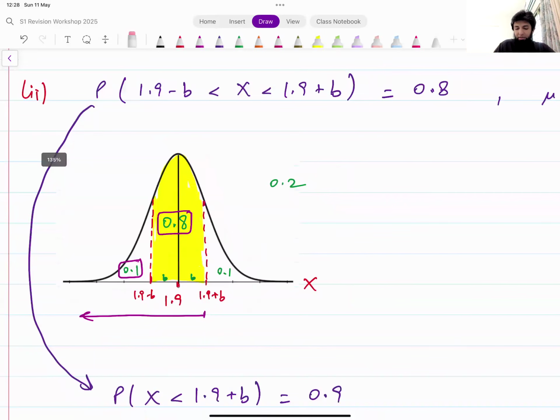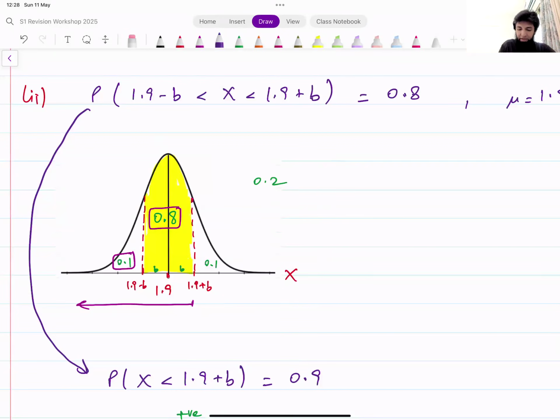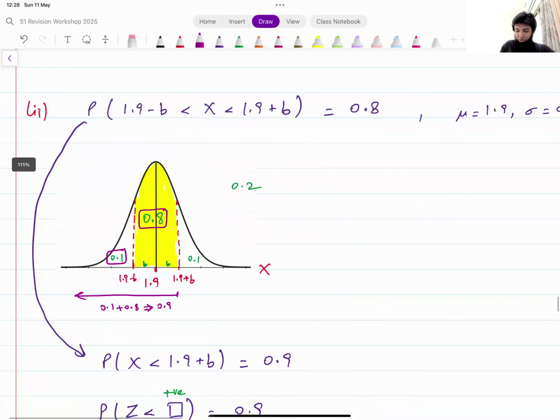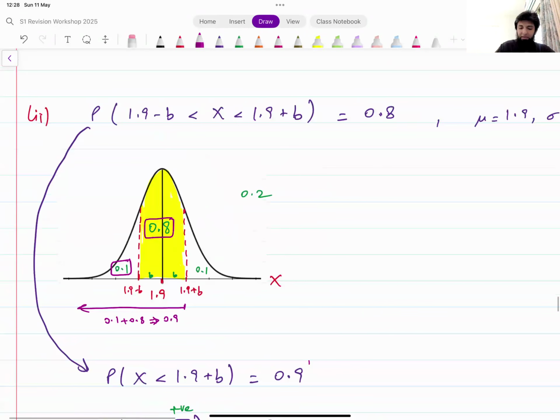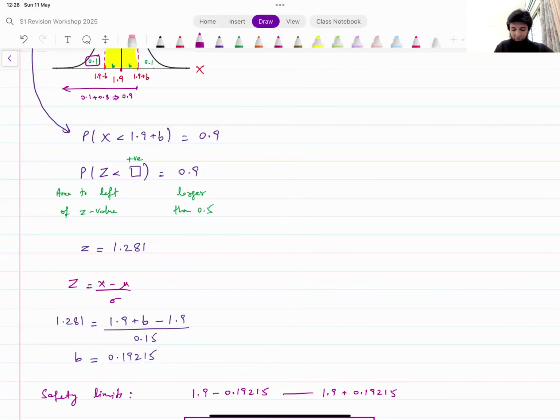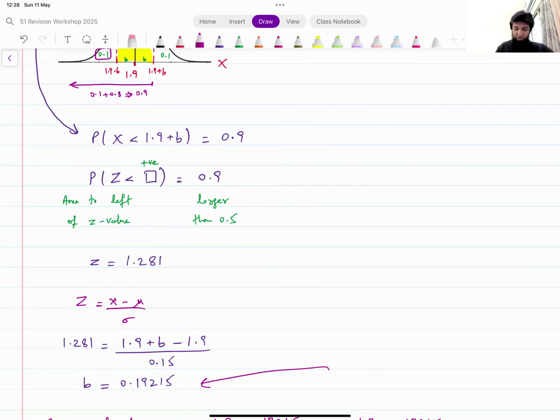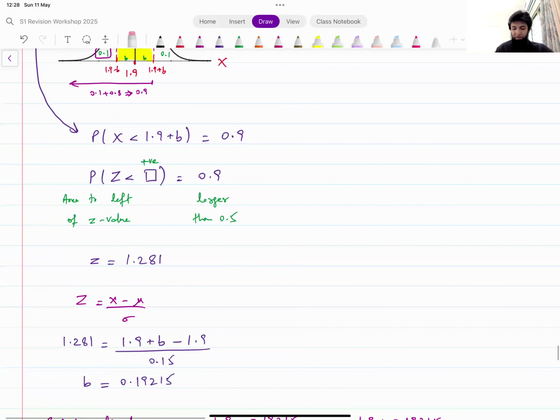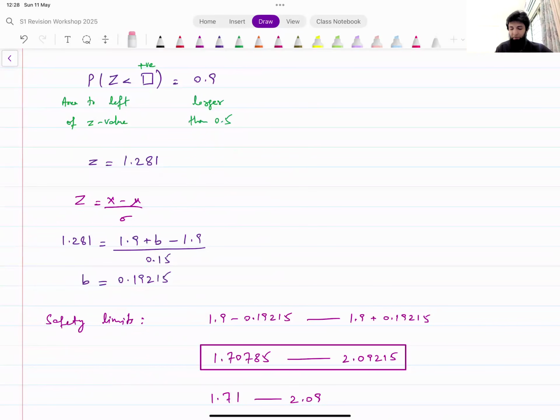If the middle region is 0.8, then the region on the left side of this value, 1.9 plus B, what's that total region? That total region is 0.1 plus 0.8, and that's 0.9. So we can convert it to a one-sided interval like this. Probability of X less than 1.9 plus B is equal to 0.9. Then you convert it to Z. Write this in terms of Z. Figure out whether Z is positive or negative. Use the standard inverse normal method. Find the value of B from that. Once you have the value for B, you can write down the safety limits, 1.9 minus that and 1.9 plus that. And that gives you the safety limit.